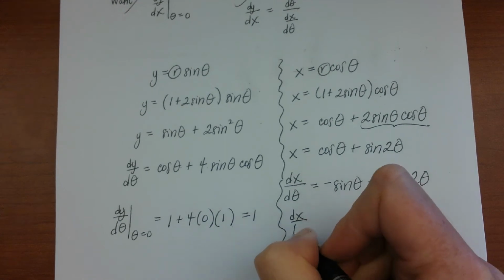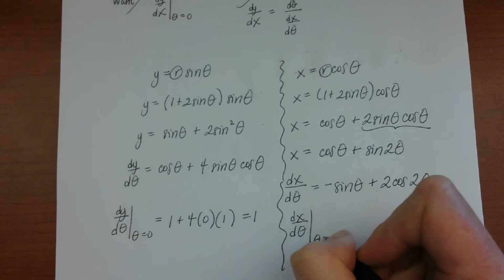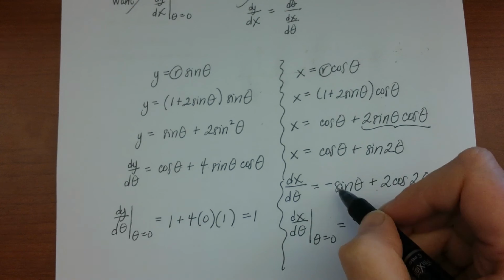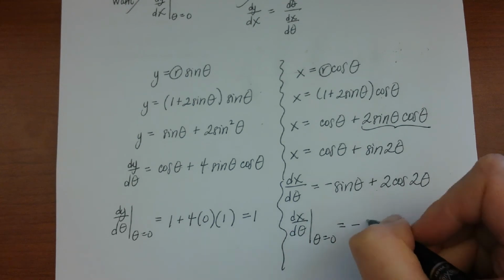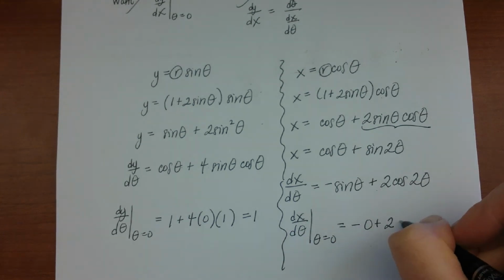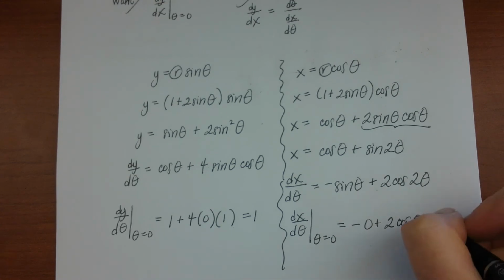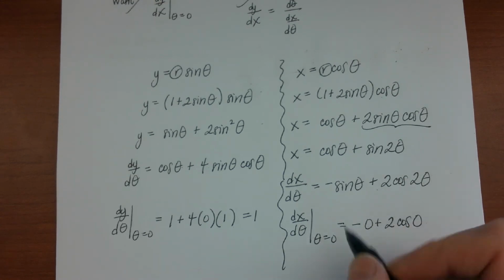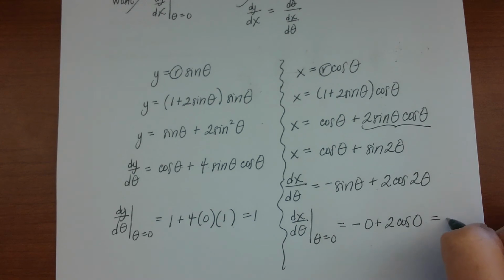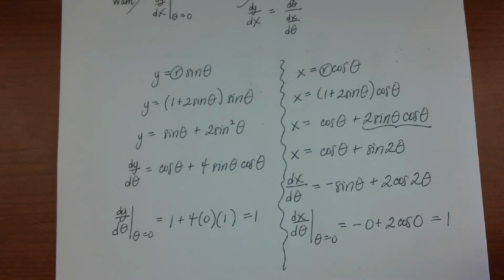dx/dθ, when theta is 0, would be negative sine of 0, which is 0, plus 2 times cosine of 2 times 0, which is just cosine of 0, which is 1. And so we'd end up with, like, I got 1 again. Interesting. Okay, it says, what's the slope of the tangent line?